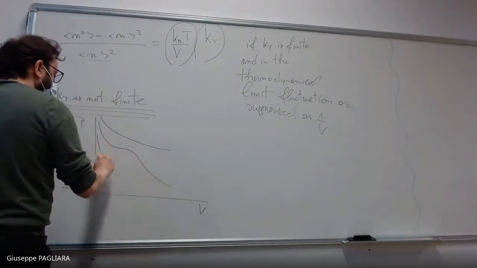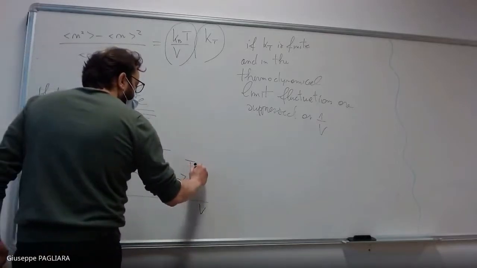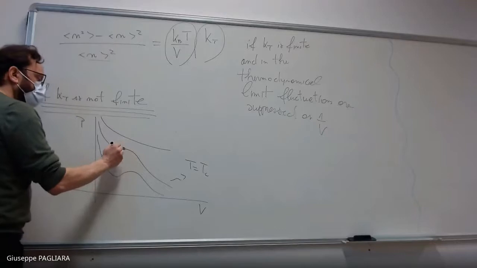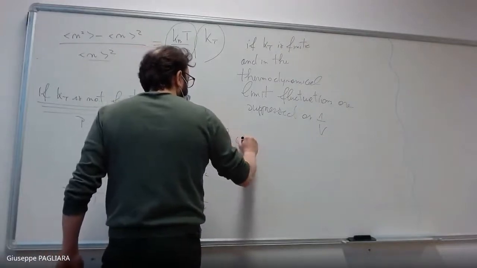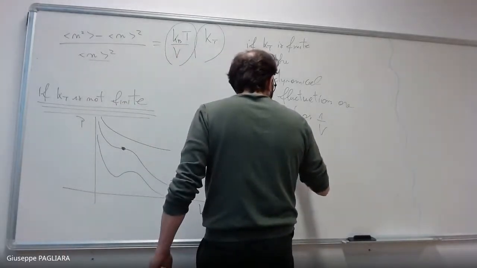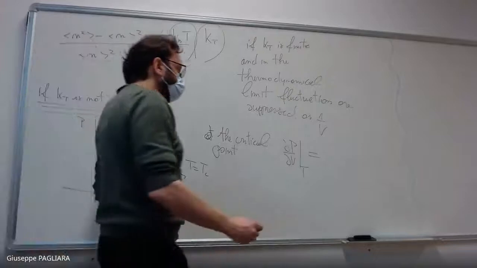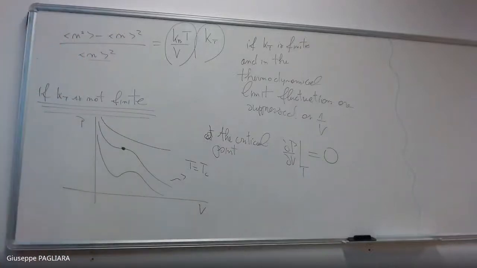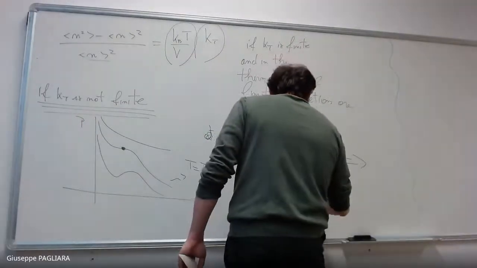It was this, and then it was this. Now, this isothermal corresponds to T equal to Tc, the critical temperature, and here I have a point, which is the critical point. At the critical point, the derivative of P with respect to the volume at fixed temperature, you see from here, is equal to 0. And this is just the inverse of the isothermal compressibility, which then diverges.